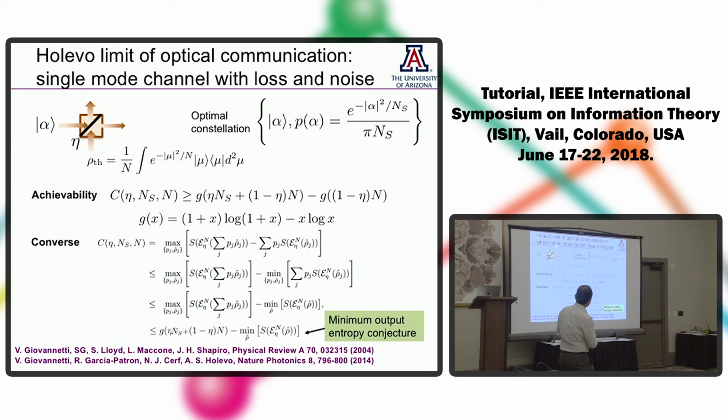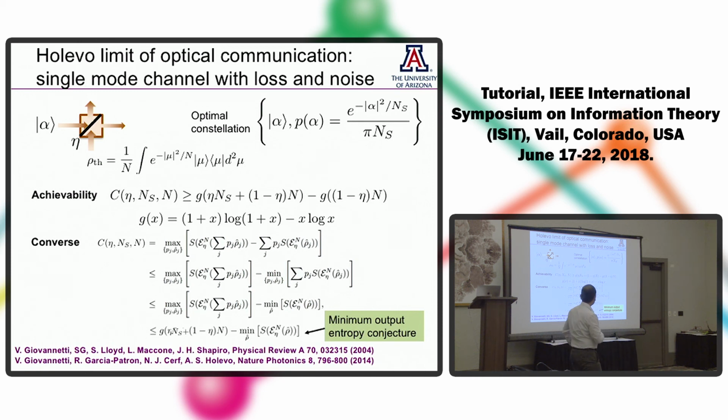But when you try to do the converse, you get the same exact term over here at the output. This is the minimum output entropy, meaning what state can I send at the input that will minimize the von Neumann entropy at the output if a thermal state is going in here. This was conjectured in this 2004 paper that we wrote to be the entropy that you will get if I put in vacuum at the input. But that conjecture turned out to be notoriously hard to prove, and it remained open for 10 years. It was proven in 2014 by a few people, including Holevo, Vittorio Giovannetti, Raul Garcia-Patron, and Nicolas Cerf.